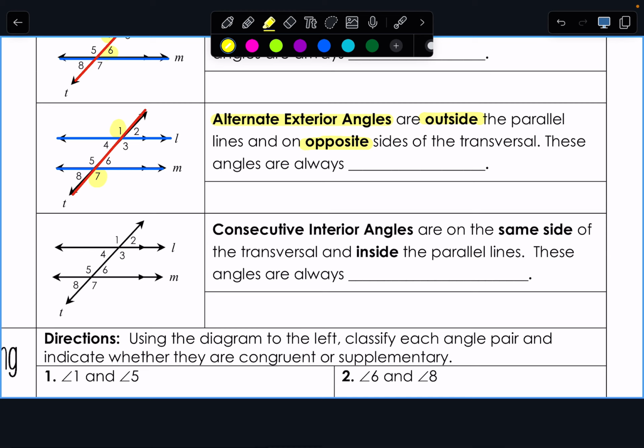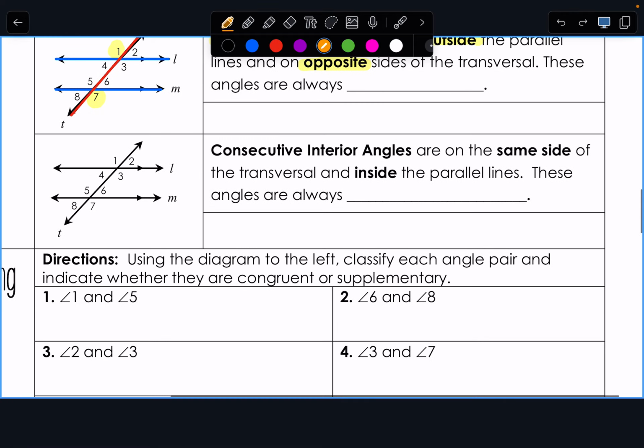Taylor's answered a lot of questions already. She knows it. Who else knows it? Jared, what are the other ones? Yeah. 2 and 8 are also a pair of alternate exterior angles. Okay. All right, last one.